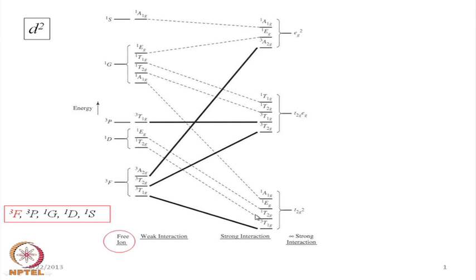So, the other two will come from 1D and one other will come from 1G. So, all these levels, 3 plus 2, 5, 6, 7, 8, 9, 10, 11, these particular states. So, these 11 states and altogether 45 microstates should be there, as well as we have this on the right-hand side.